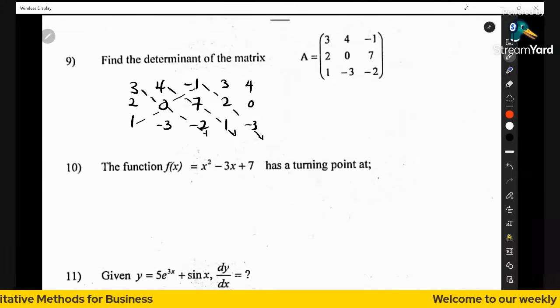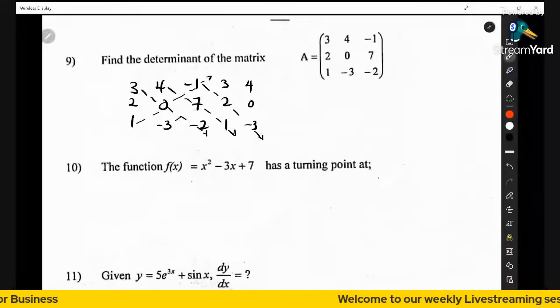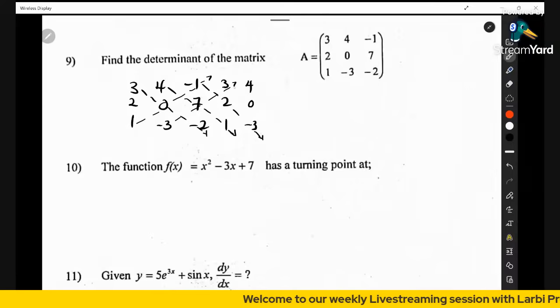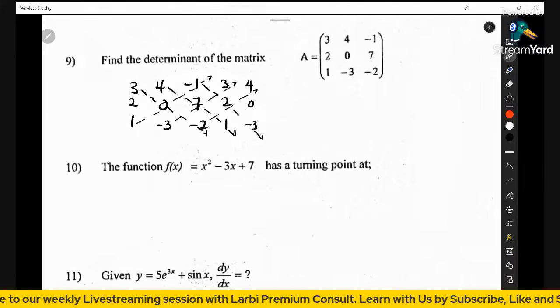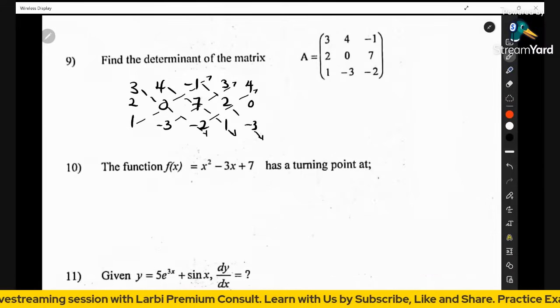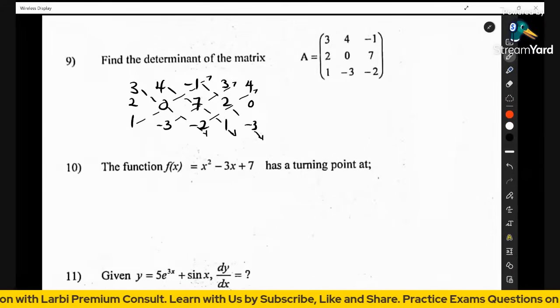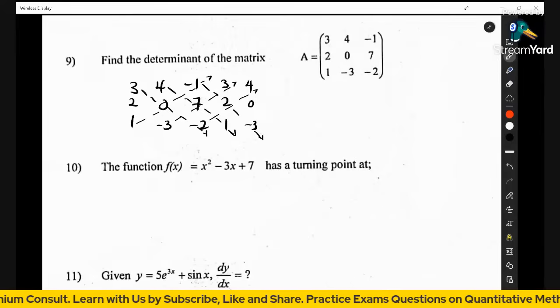So we have 1, 0, 1, and then negative 1. We have negative 3, 7, and then positive 3, and we have negative 2, 2, and then positive 4. So after doing that, the next thing is to find the product of these valued arrows, I mean the arrows in here. So what is the product for?